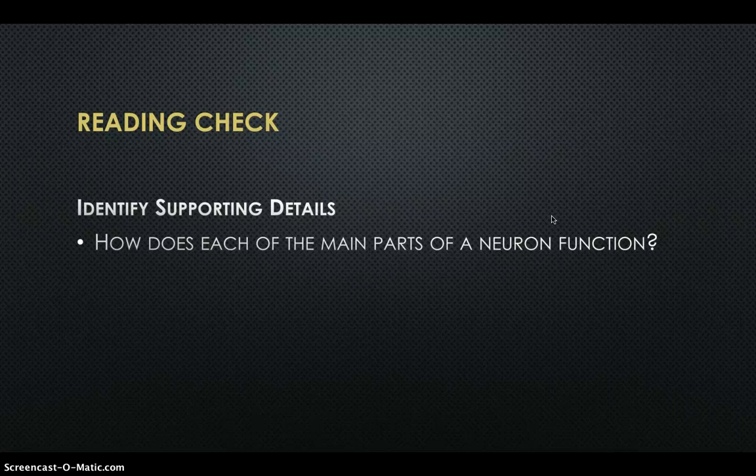Here's your first reading check. Identify supporting details. How does each of the main parts of a neuron function?